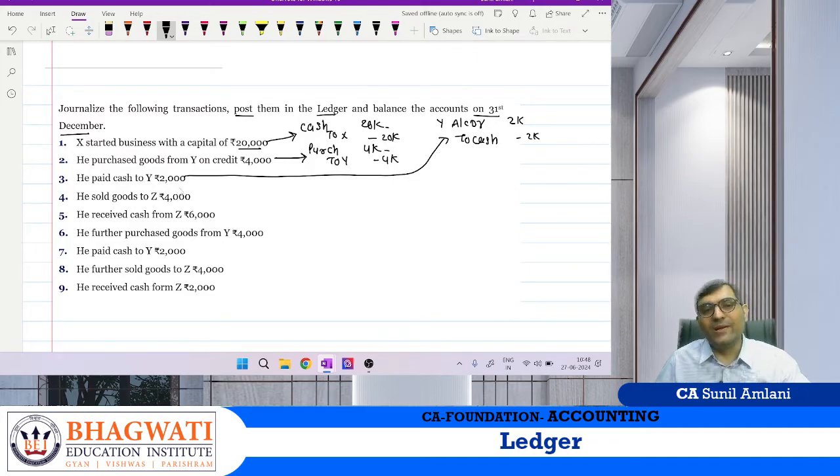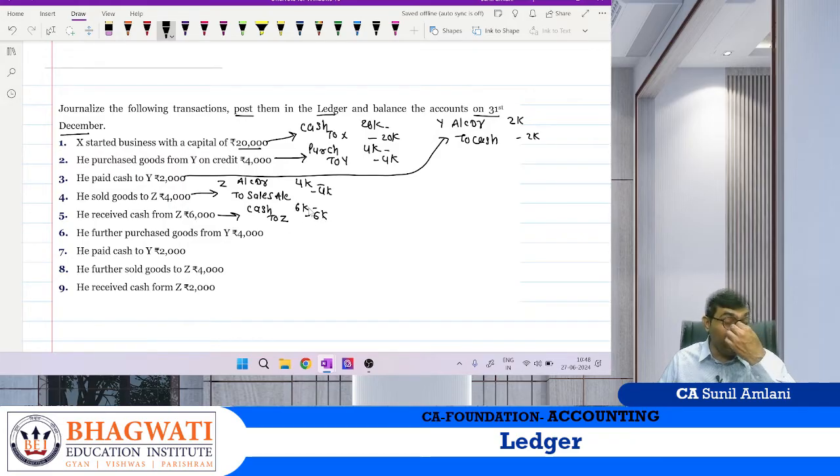He sold goods to Z for 4,000. Z account debit to sales account, amount 4,000. Then he received cash from Z 6,000. Cash to Z 6,000. Now some of you might be wondering why it is like that. Why are we receiving this amount? We have sold 4,000 and we are receiving 6,000. Maybe Z is giving a certain amount of advance towards the next purchase that he is going to make.